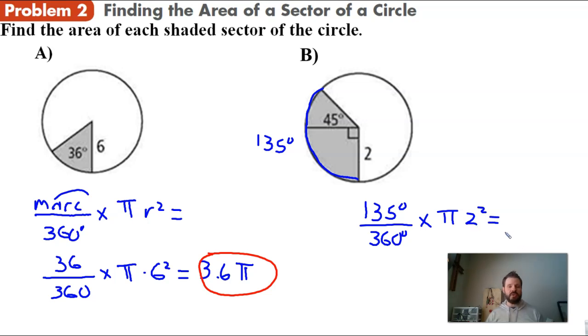And again, leaving things in terms of pi, we'll go 135 divided by 360 times the 2 squared, and that gives me a 1.5, so we'll say 1.5 pi units squared.